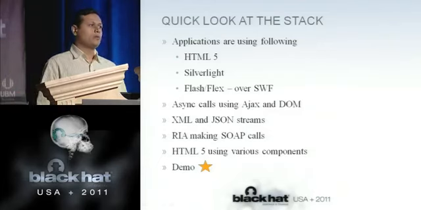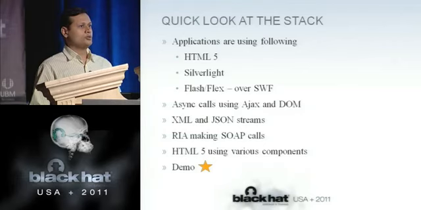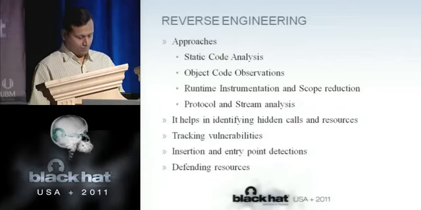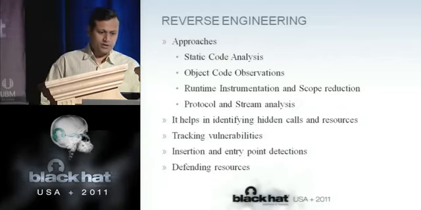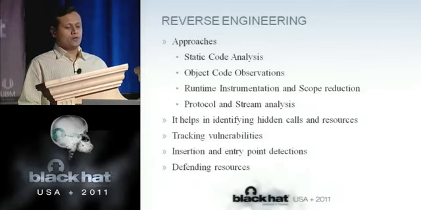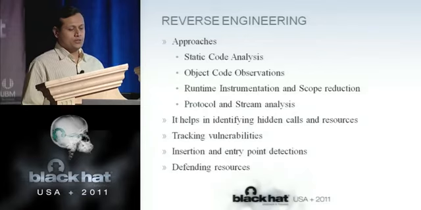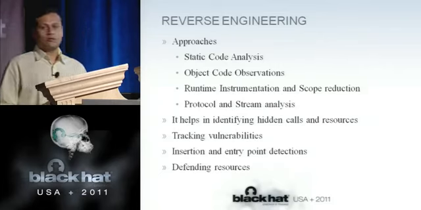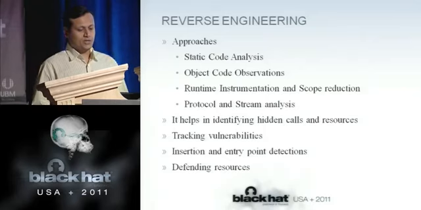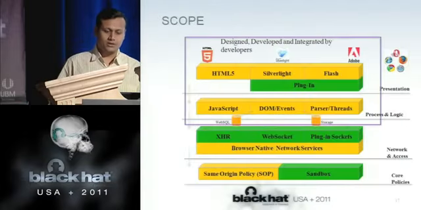So this is how the current application would be running in a browser. It has multiple protocols, multiple stacks to address, be it Silverlight, Flash, Flex, and so on. Okay, so reverse engineering approach. There are a few different approaches which you can take while doing reverse engineering: static code analysis, object code observation, runtime instrumentation, and scope reduction and protocol analysis. The objective is to find and track vulnerabilities or any weaknesses which we have in the application.